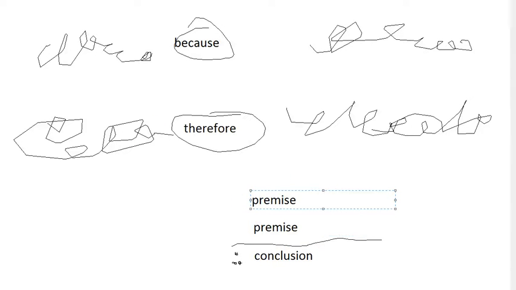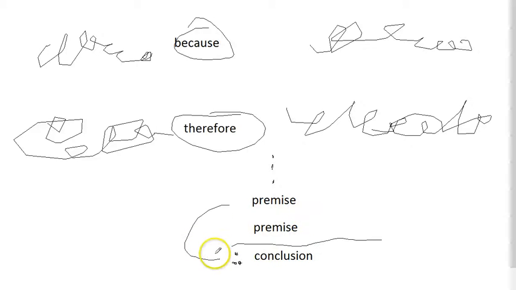There could be more. You can have an argument with only one premise, but this way of diagramming things is what we call standard form. So you've got a bunch of claims in an argument. Some of them are supporting one other claim. The conclusion is the claim receiving the support. Premises are the claims that give support to the conclusion.